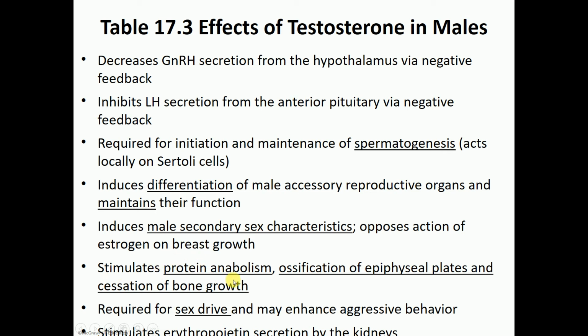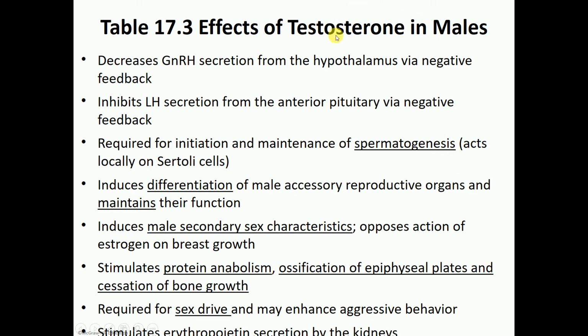Testosterone stimulates protein anabolism. It also helps in stimulation of the ossification of the growth plates, so the epiphyseal plates in bones, and it will eventually lead to the cessation of bone growth. So during puberty, there is this growth spurt that happens, followed by the stopping of growth. Testosterone is required for sex drive. High levels may actually enhance aggressive behavior. So there is research that shows that for some of the very aggressive criminals, it might actually be due to higher than normal levels of testosterone.